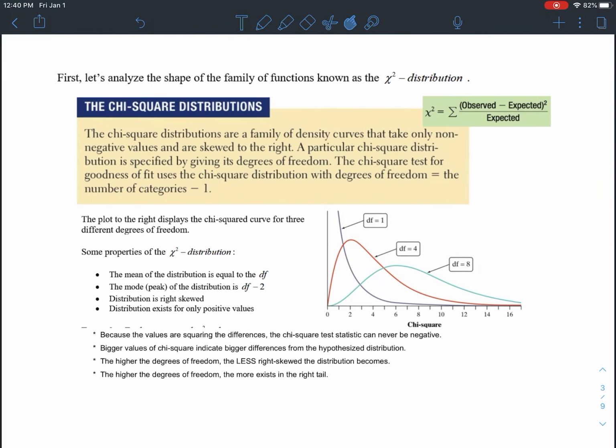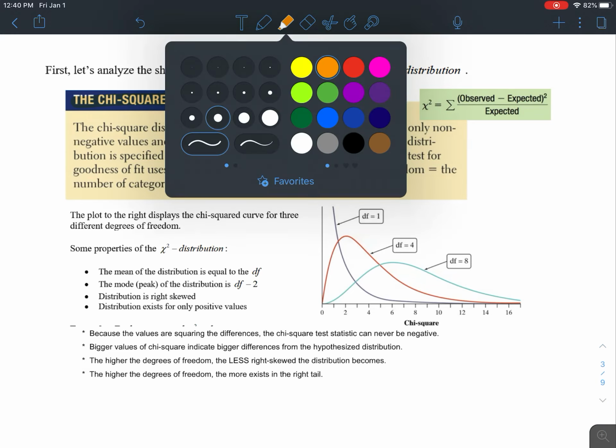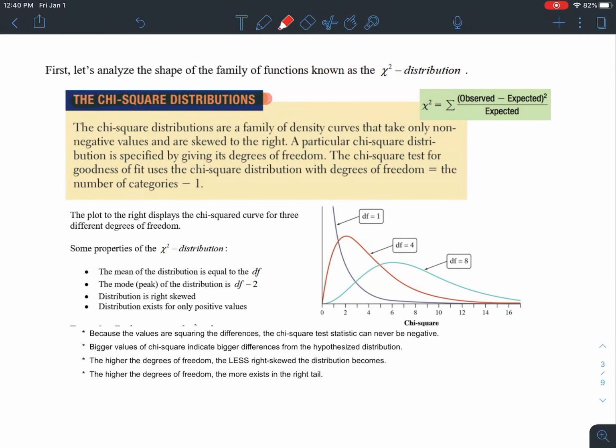Before we jump into just 2 examples here today, I want us to take a look at the chi-square distribution. Something you should note is that this distribution, the chi-square distribution, is always skewed to the right. There are a couple of reasons why that is the case.